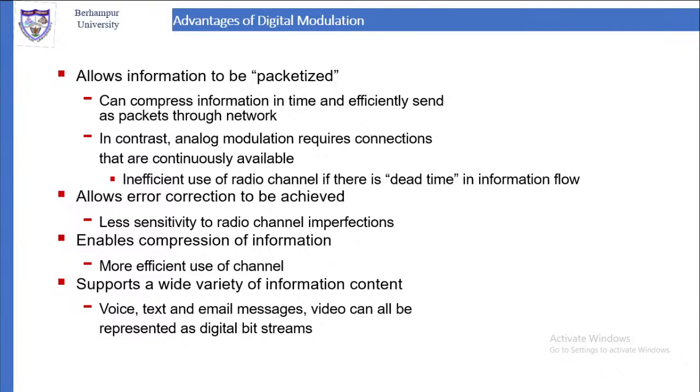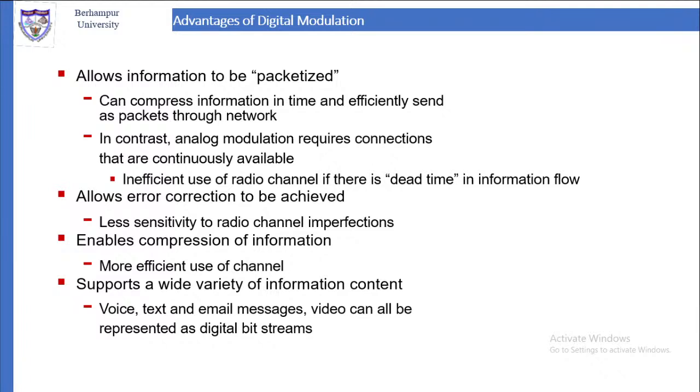Then it supports a wide variety of information content. By wide variety, what do we mean? We mean voice. Voice is also available in analog modulation. Similarly, image is also available in analog communication. Video is a combination of voice and image, and that is also available in analog communication. But when you come to text and email messages, they require digital bits. So they are not possible in analog modulation.